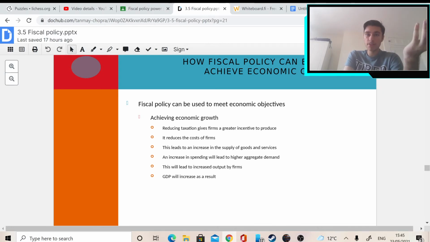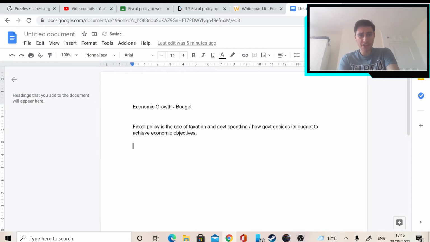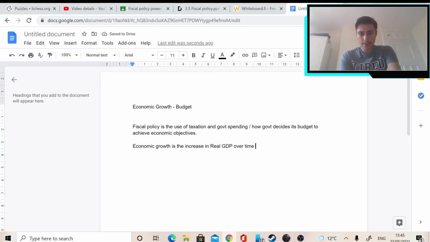Oh, actually, economic growth. GDP will increase as a result. Of course, it will. For economic growth, I think you could write it either way. I think the official definition is that economic growth is the increase in real GDP over time. Now this happens because your output increases.